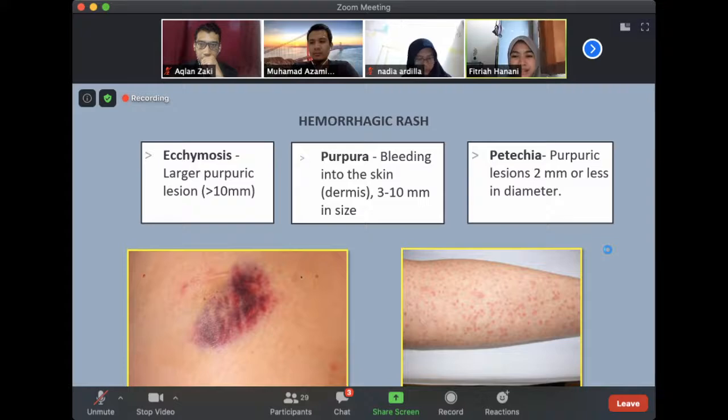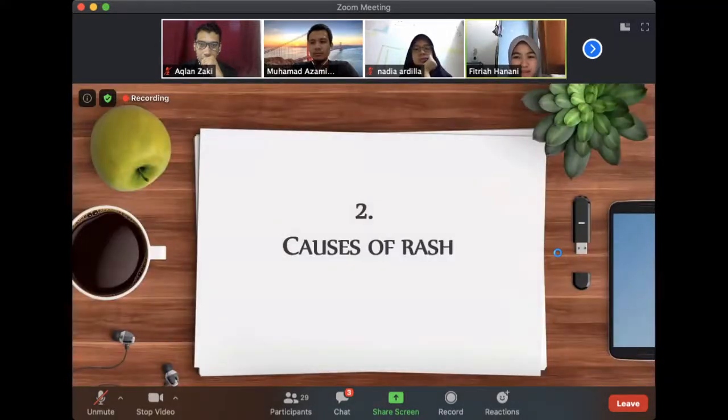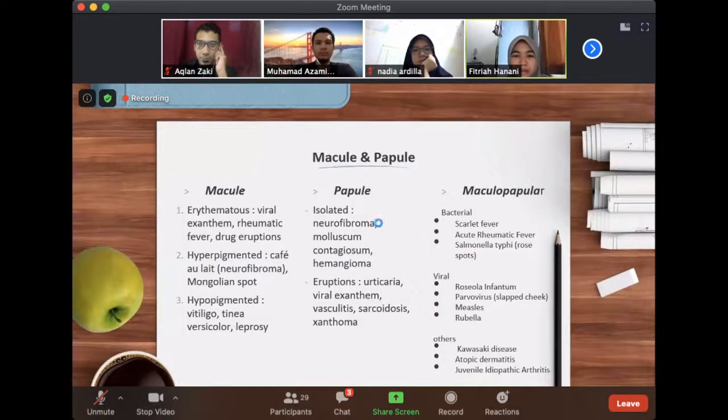Okay. So let's go to the causes of the rashes. I divide the causes according to the types of rashes. So we go to the macules and also papules. For macular rashes, we can divide them into erythematous, hyperpigmented, or hypopigmented. So these are basically the causes that can cause this type of macular rash. For the papule, it can be isolated or in an eruption state. So these are among the common examples that cause papular lesions.